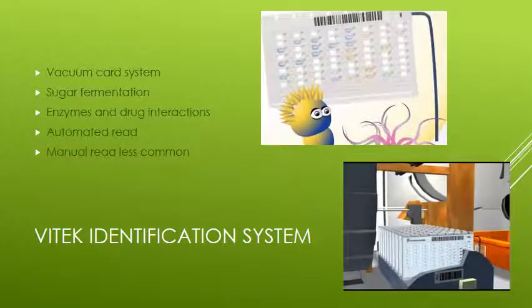Then we have the Vitek system, which is actually quite similar to the MicroScan. Basically, it's shrunk down all of your tests even more. This is a Vitek card here, and each of these little wells contains a different reagent or potentially a sugar or an antibiotic. Well, this is an ID card, so there could be one or two antibiotics. This will contain all the reagents needed for that particular identification panel, the enzymes, the sugars, all that fun stuff, okay?